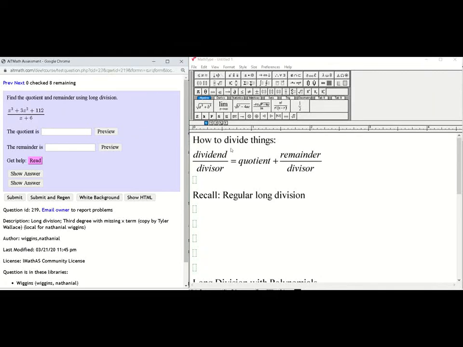All right, you ready? How to divide things. So remember, if you remember this from way back in the day, you have a dividend, you divide it by a divisor. You're going to get a quotient, and then you're going to get a remainder that's divided by that divisor again. So that's like your fractional part left over.